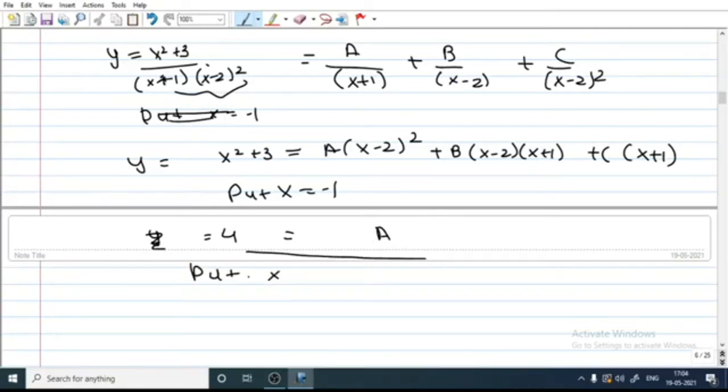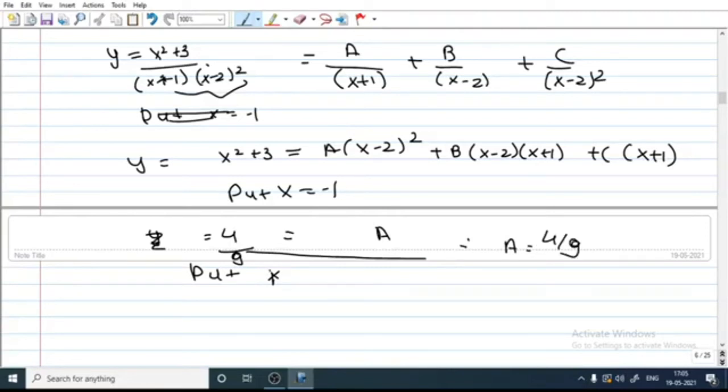In the x minus 2, here you put, wait, it is minus 1, so it will become minus 3 square, which will be 9. So we are getting 4 by 9, therefore a equals to 4 by 9.